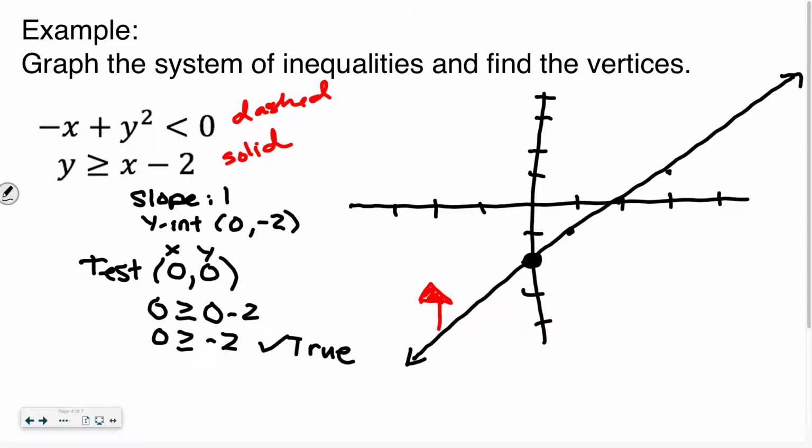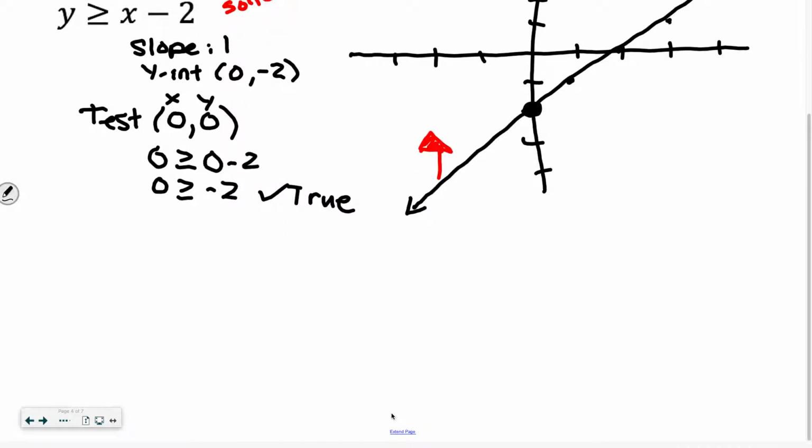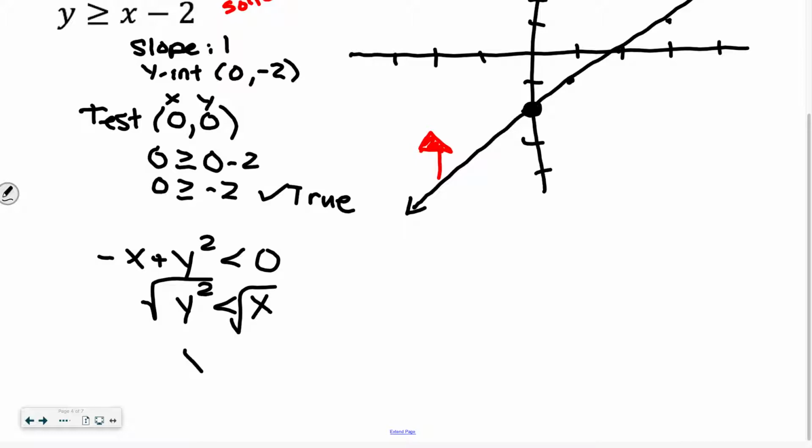Okay. So how I'll go about doing this, because we haven't done sideways parabolas yet, is I'm going to take, actually I'll extend my screen, negative x plus y squared less than 0, and I'm going to solve for y. So add x, square root, y is less than plus or minus the square root of x.